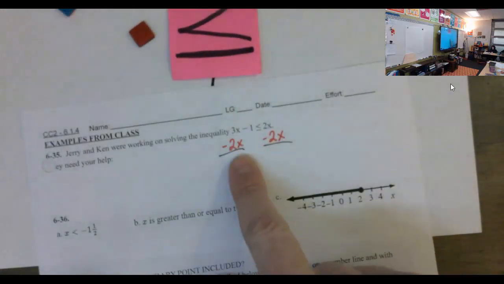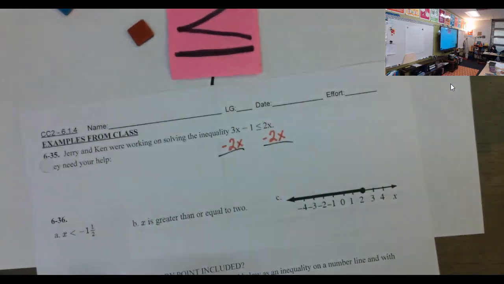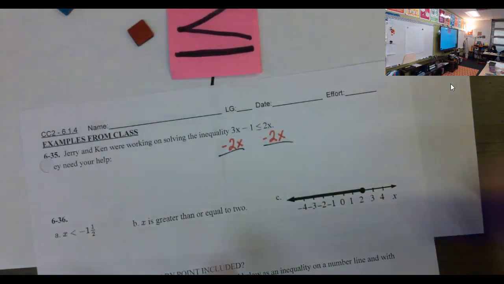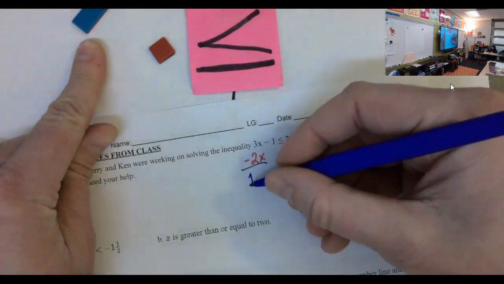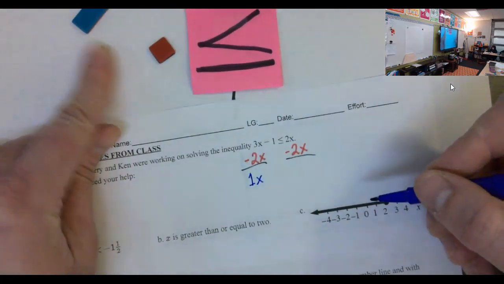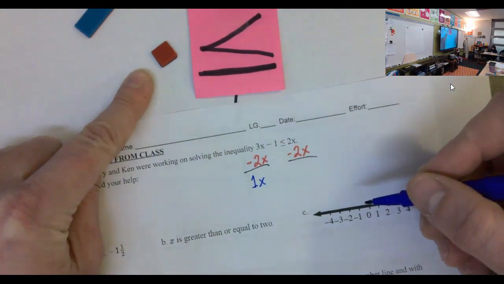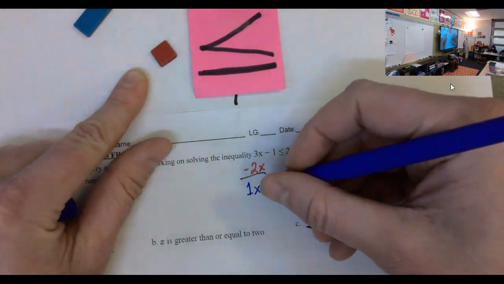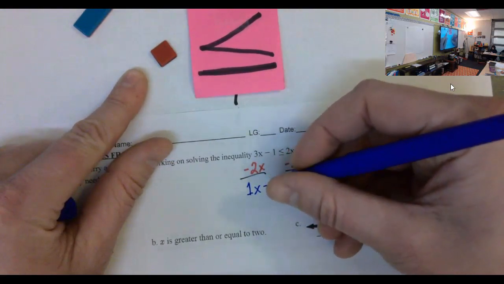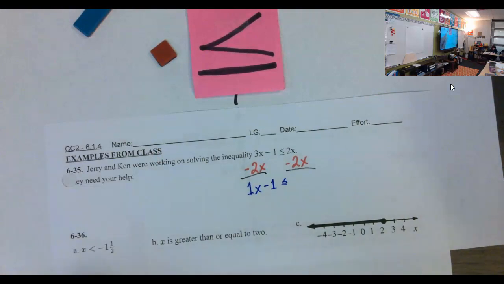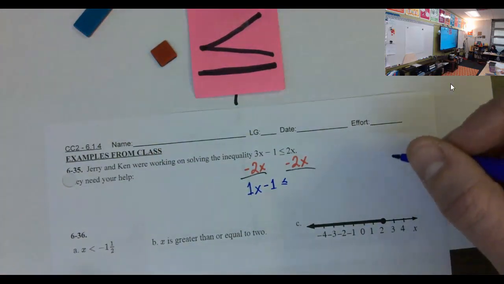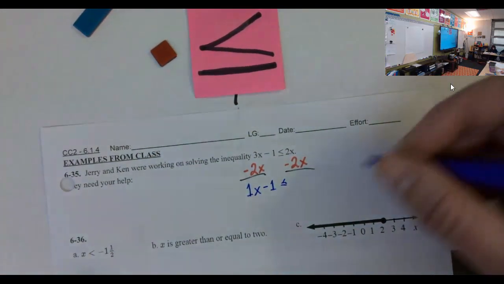So 3x minus 2x, the left-hand side, I still am left with 1x. But don't forget about what else we still have. What do we also have on the left-hand side? The negative 1, which you could write as minus 1, or you could write plus negative 1. Does not make a difference, actually. What do we have on the right-hand side now? Nothing.